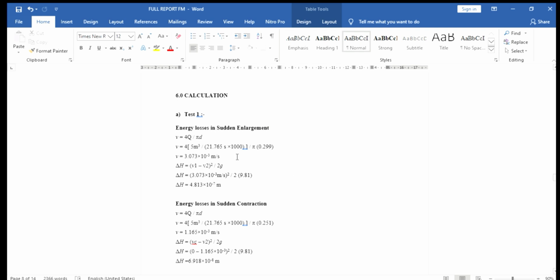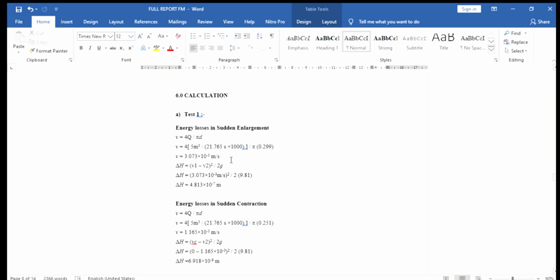Next, we find the velocity. For the velocity formula, V equals 4Q over pi d squared. So we input the value: V equals 4 times flow rate, which is 5 liters per 21.765 seconds times 1000, divided by pi times diameter squared. The diameter for the fittings is 0.299, and the velocity we get is 3.073 times 10 to the negative 3 meters per second.